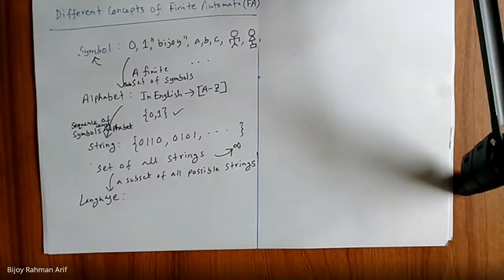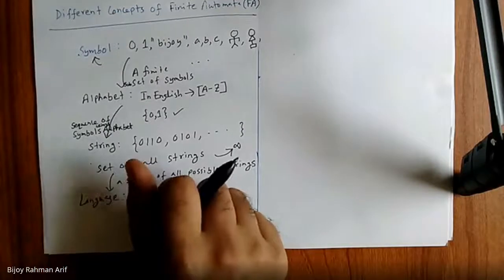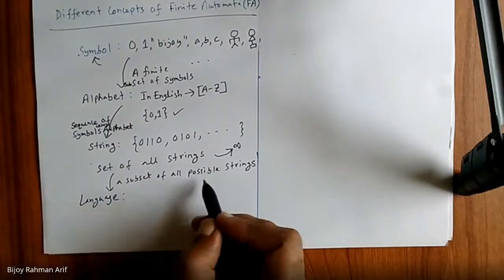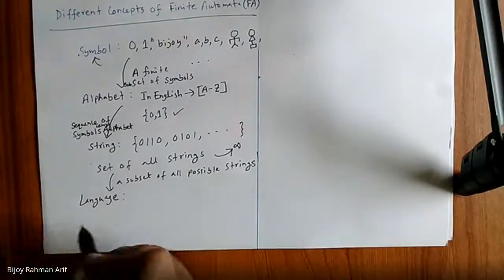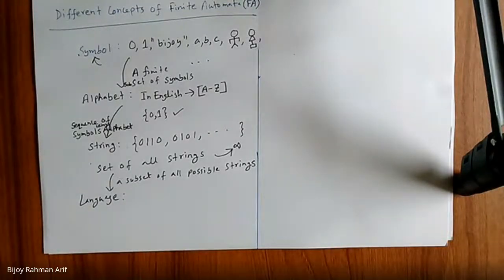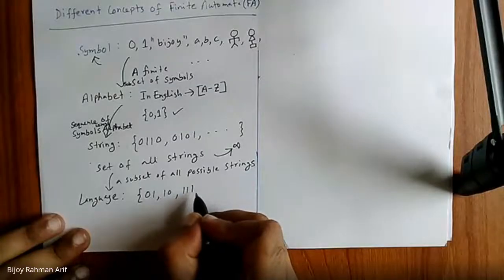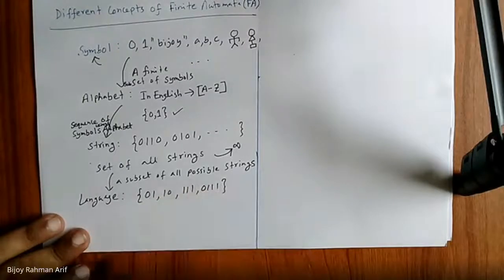Because there is a difference between human language and computer language. We are going to discuss that later. Don't worry. What is language? A subset of all possible strings. Can you give me an example of language? 0, 1. Set of 0, 1. 1, 0. 1, 1, 1. 0, 1, 1, and then let's stop here.